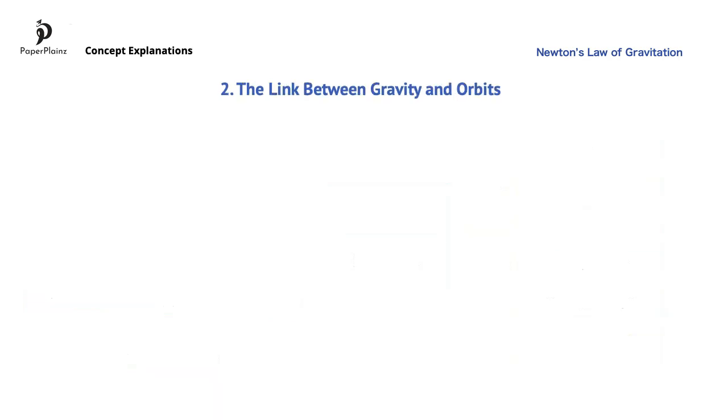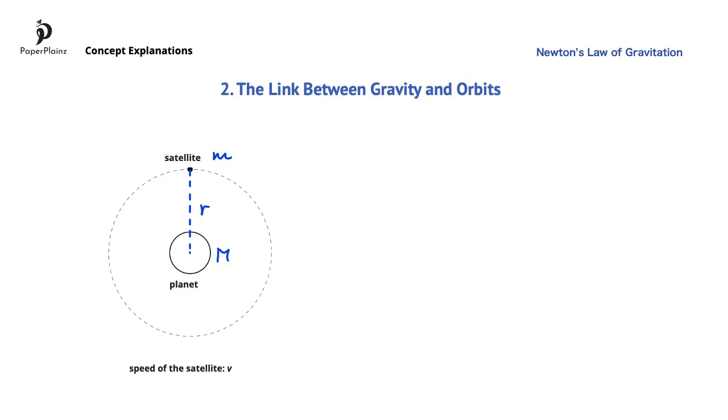and orbits. Let's take a satellite that is orbiting a planet in a circular orbit. We'll denote the mass of the satellite as lowercase m, the mass of the planet as uppercase M, and the distance between the satellite and the center of the planet as r. We'll also assume that the satellite is orbiting at a constant speed v. Now, since the satellite is moving in a circle at constant speed, there must be a centripetal force on the satellite. The direction of the centripetal force is towards the center of the circle, so towards the center of the planet. The key concept here is that this centripetal force is provided by, so equal to, the gravitational force exerted by the planet on the satellite.